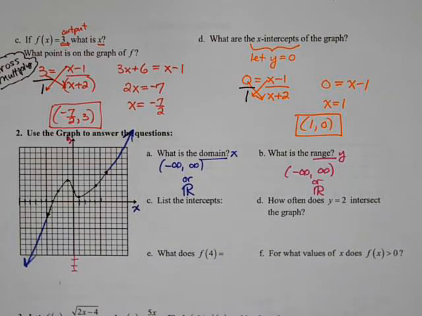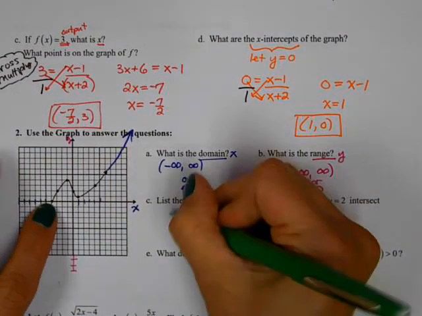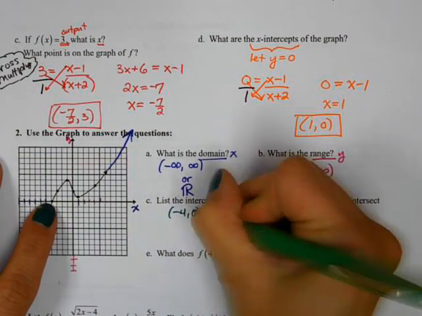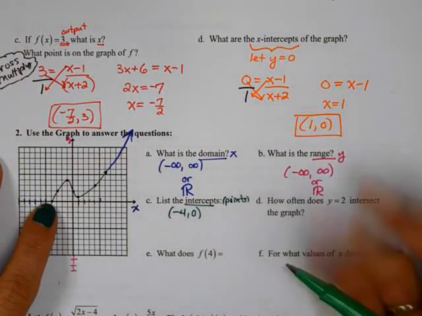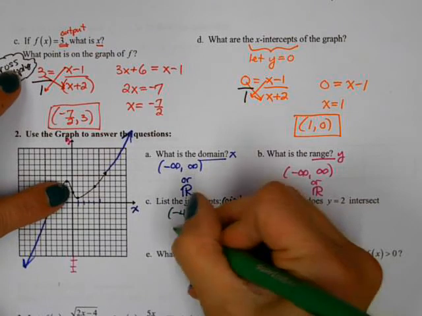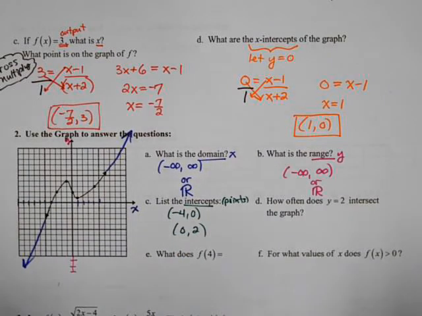To list the intercepts, you're going to look at the x-axis: -4, 0. Remember, intercepts are points, and it says intercepts, all of them. So I'm either going to look on the y-axis and say 0, 2. There's 2 intercepts.